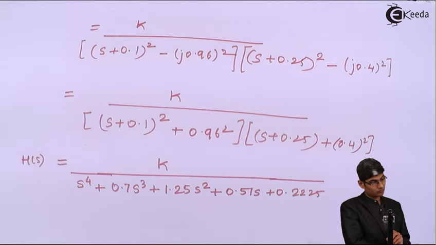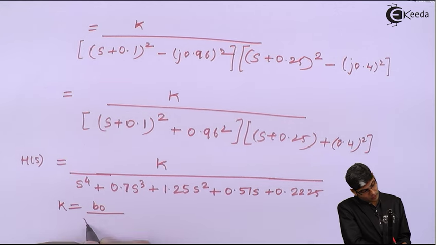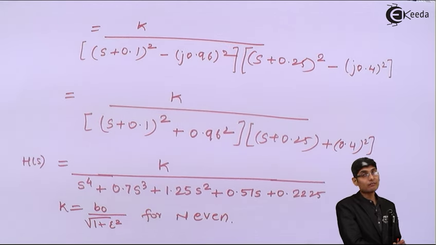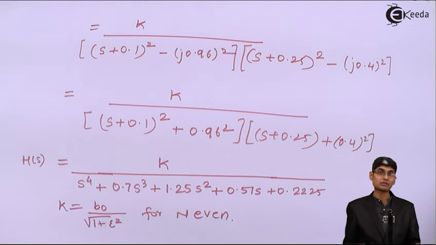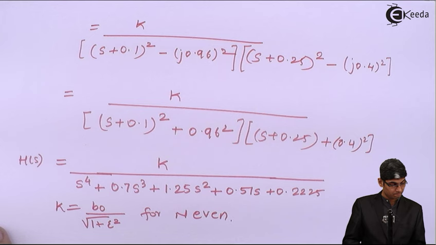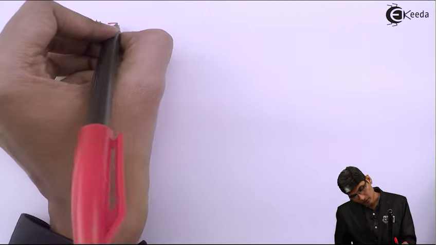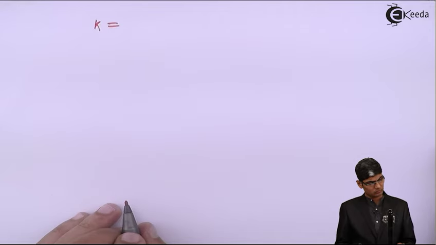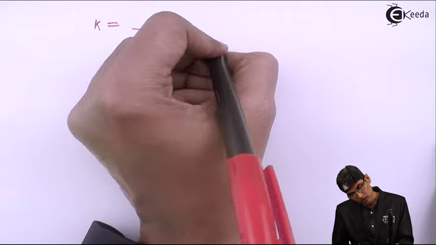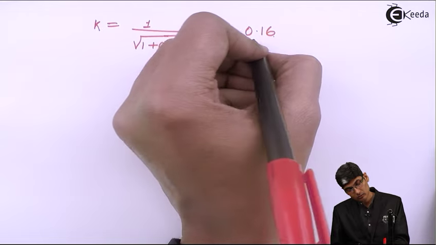Now, what is this constant k? Now, k is equal to B naught upon root of 1 plus epsilon square for n to be even. If n is even, then k is equal to B naught upon root of 1 plus epsilon square, and B naught we considered to be a constant term in the denominator. So let us take B naught as 1 divided by root of 1 plus epsilon, that is 765, the whole square under the root. Therefore, my k will be somewhere around 0.16.